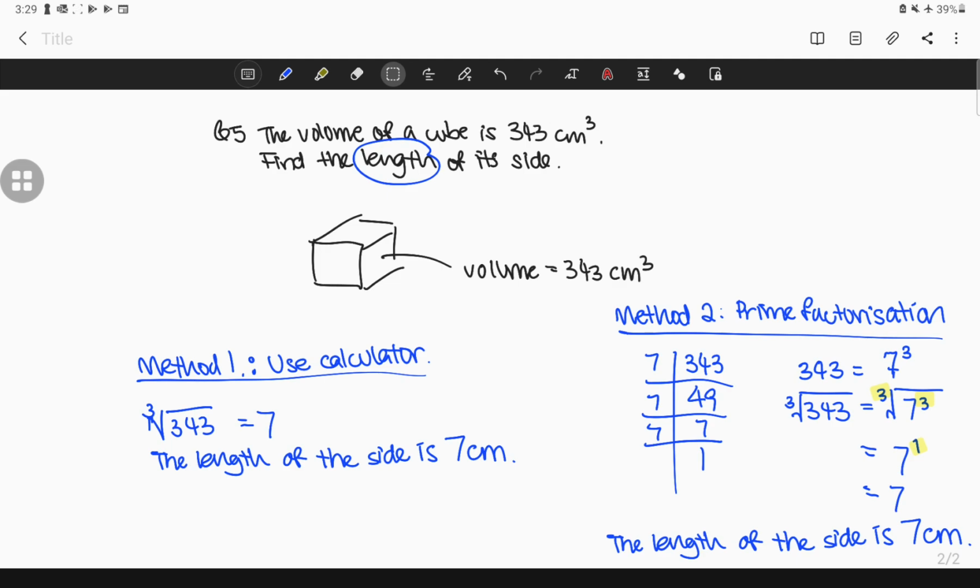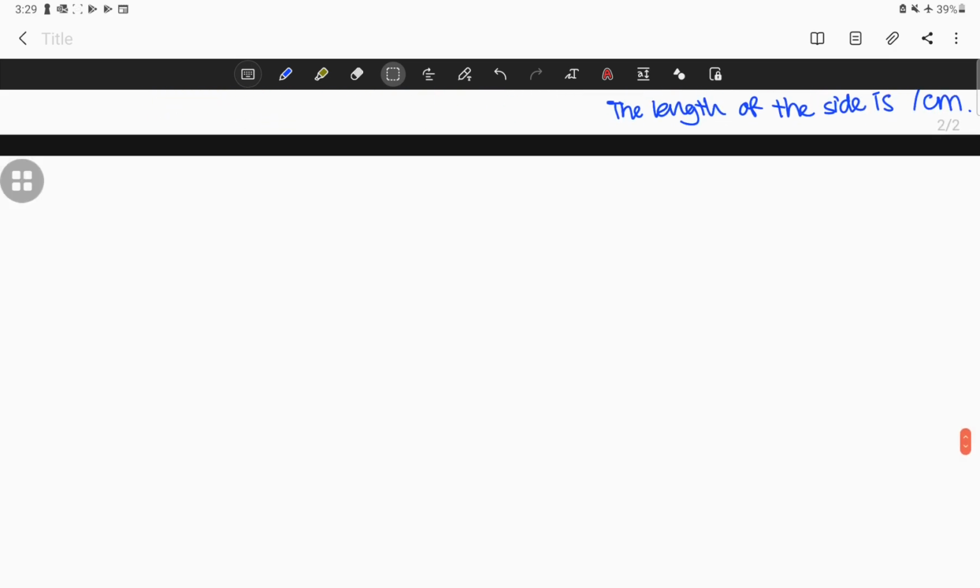Now we have come to the end of the corrections for the homework. However, to check if you have really understood, I have 2 questions for you. The first question would be to express 540 in index notation. So let me give you a clue. You need to prime factorize this. So using prime factorization.